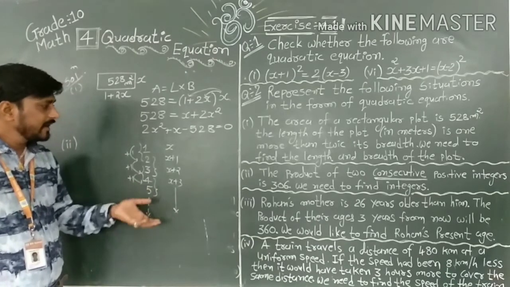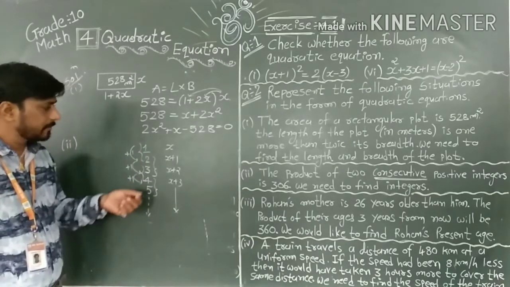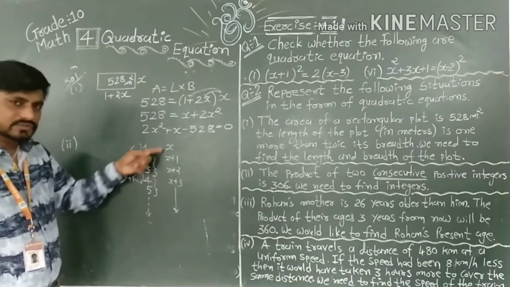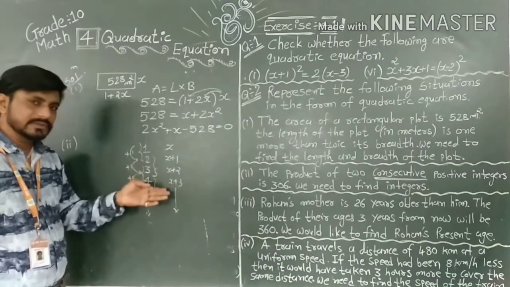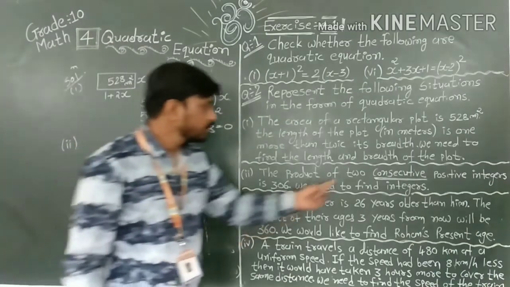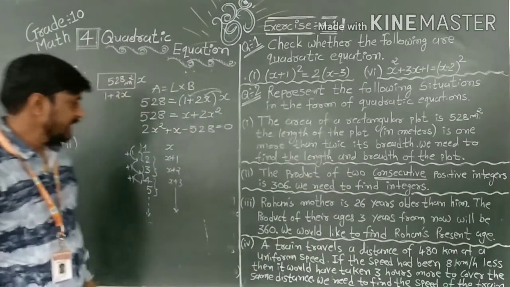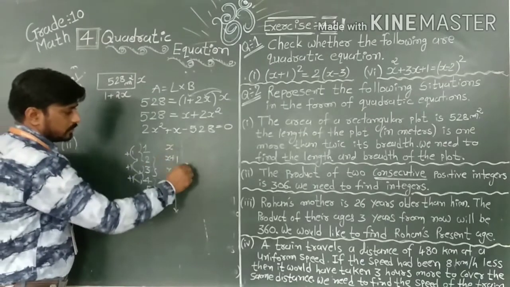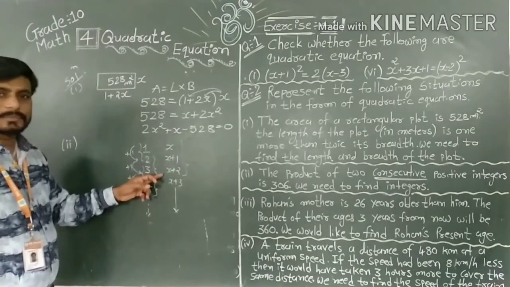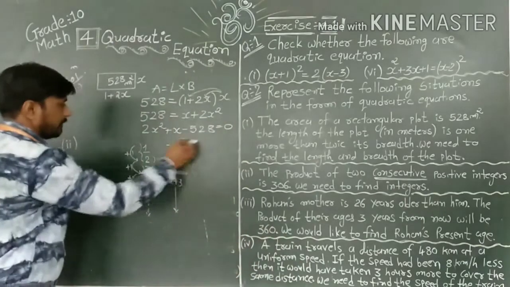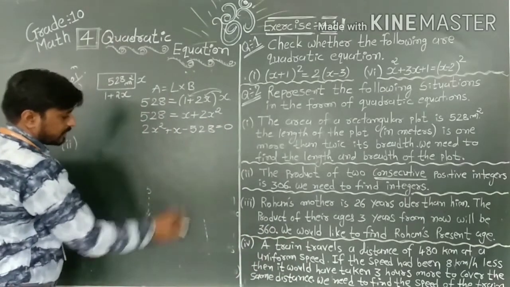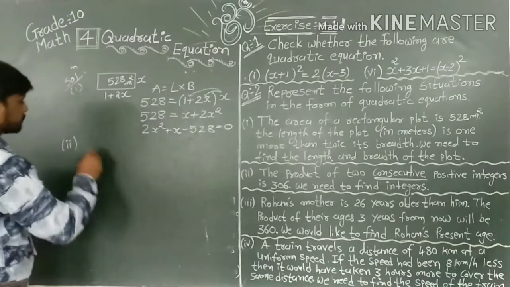Okay, so I let any two consecutive positive numbers. We let x and x plus 1, or you can let x plus 1, x plus 2, or x plus 2, x plus 3. Here we take two numbers. If we choose any three consecutive numbers, then we take x, x plus 1, x plus 2, etc. Okay? So I consider our two consecutive positive numbers are x and x plus 1.